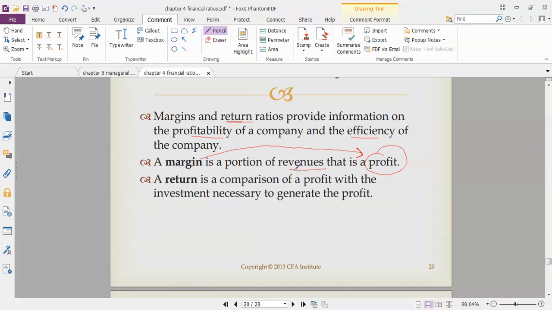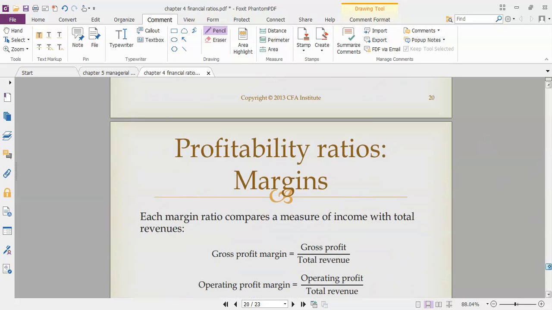Profit is from our revenues. A return is a comparison of a profit with the investment necessary to generate the profit. How much is the return? Return means something that we must forego in order to generate the profit. So that is a return.